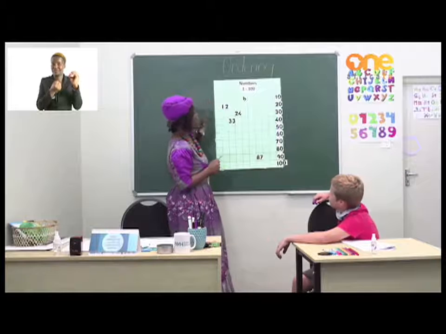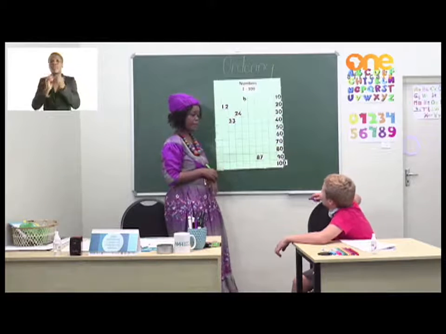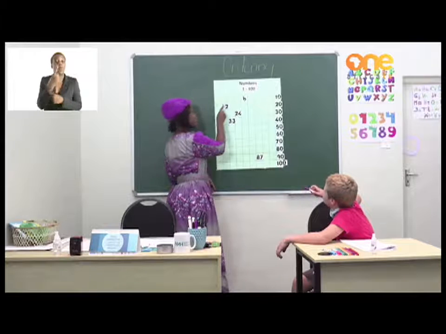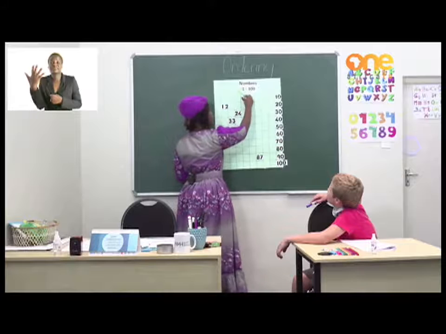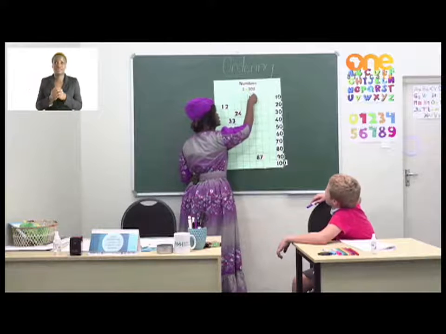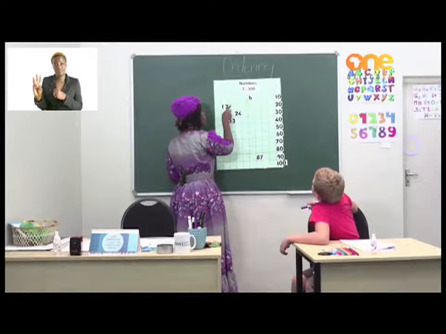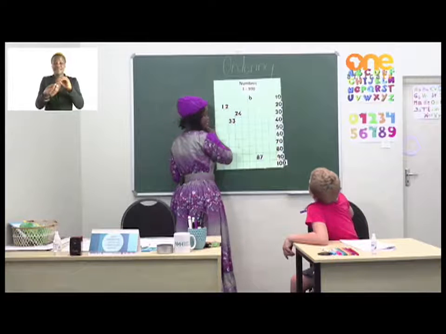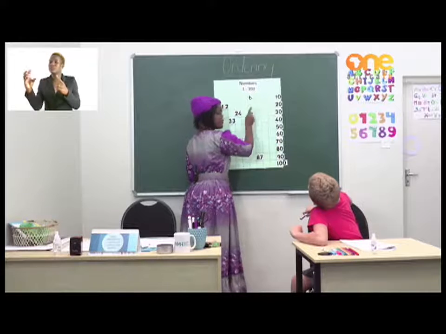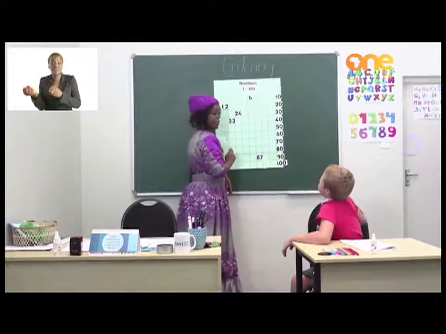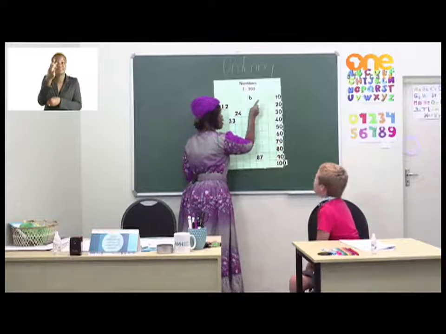Between 0 and 6, what numbers do we find there? We find 1, 2, 3, 4, 5. And then the 6. So we have 5 numbers before 6. Now, between 6 and 10, how many numbers do we find there? 3 numbers, which are 7, 8, and 9.